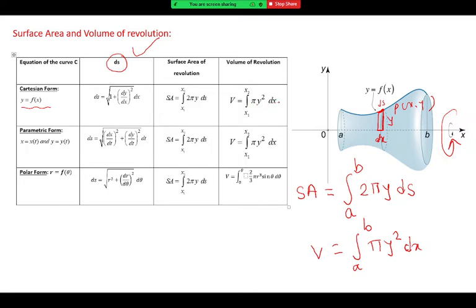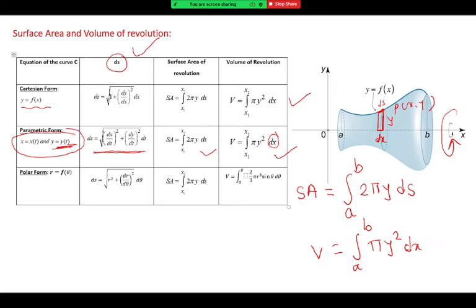Volume formula is integral of pi y square dx. Now you'll observe the same formula is used for parametric also. So what is the difference? The difference is only that we replace the value of y by y(t), and we replace ds from this formula. Similarly, dx is taken as dx/dt into dt. Suppose x is t square, so dx is 2t dt, and you have to replace that. The formula remains the same, only the corresponding values you have to replace from the given equation.